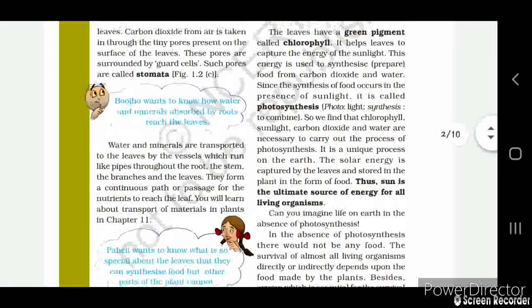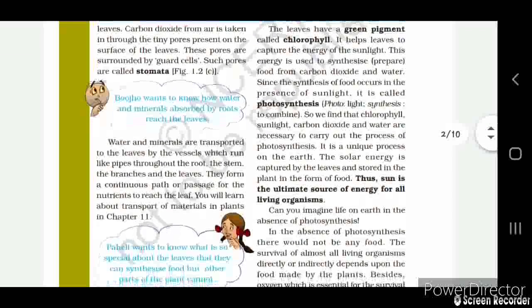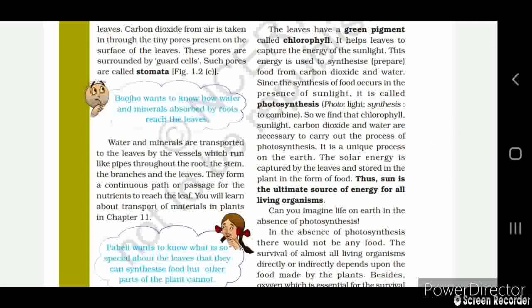Now, the leaves have a green colour pigment that you may see in the leaves, which is called chlorophyll. It helps the plants capture energy from the sunlight, and this energy is used for the making of food by using carbon dioxide and water. And since the synthesis of food occurs in the presence of light, it is called photosynthesis.